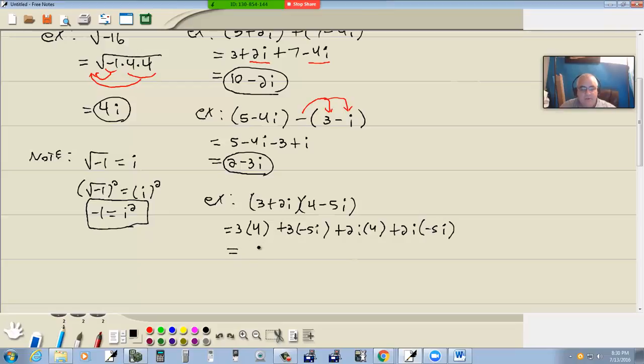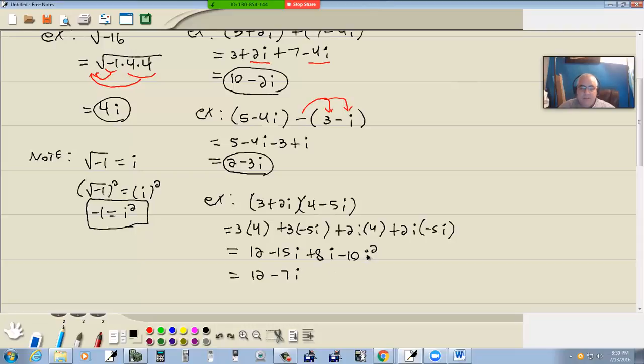Now when you do that, 3 times 4 is 12. 3 times -5i is -15i. 2i times 4 is 8i. 2i times -5i. 2 times -5 is -10. And i times i is i squared. Remember, we treat it like a variable. So we got 12. -5i plus 8i gives us -7i.